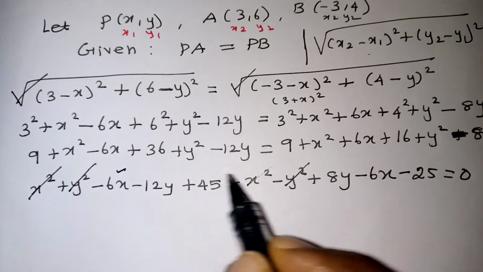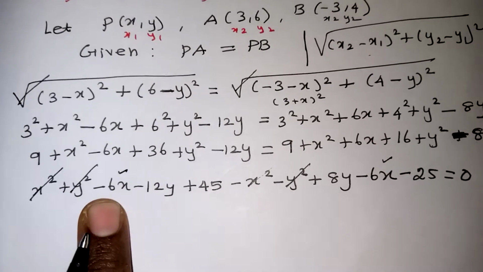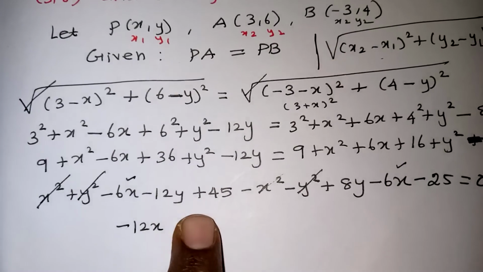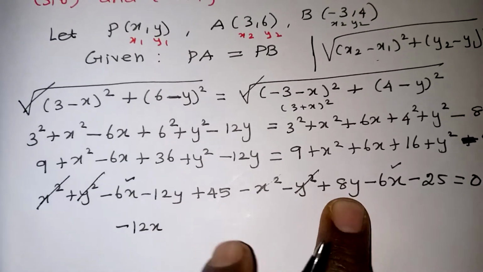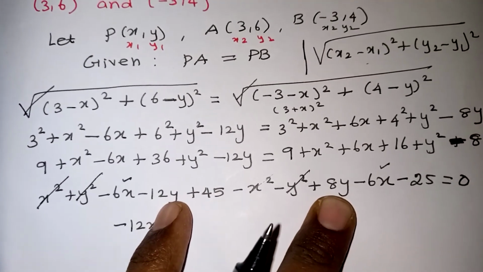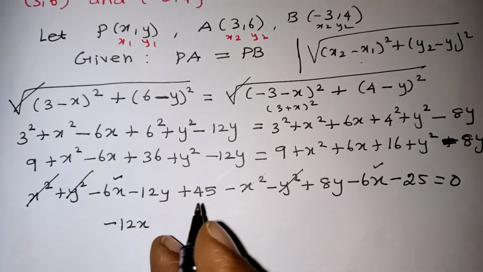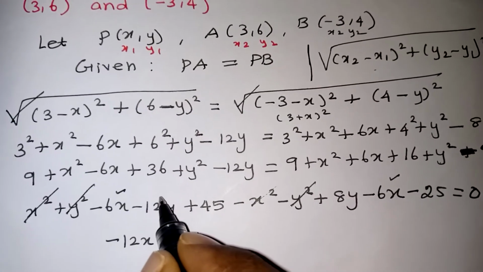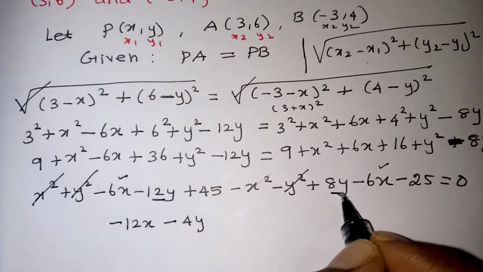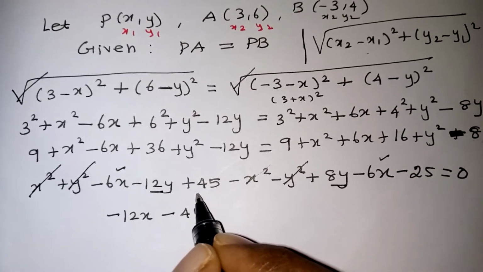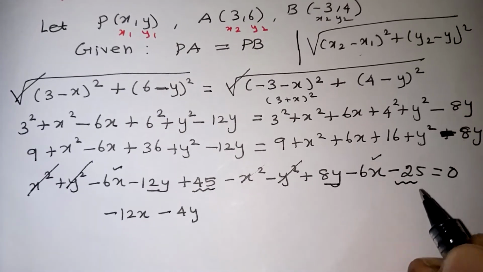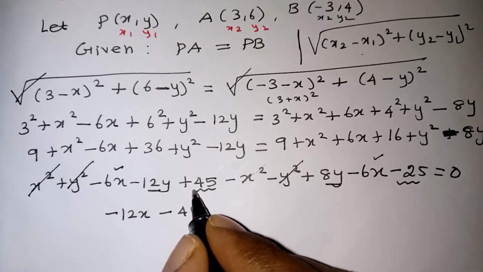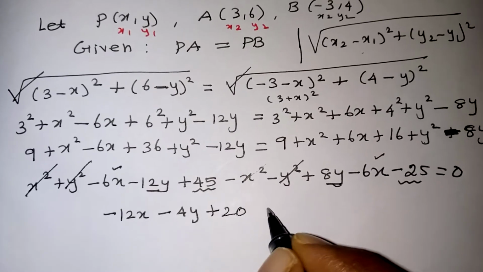Now here we have one x term, here also we have one x term. Minus 6x will become minus 12x. This is minus 12y plus 8y. One is minus, one is plus, so when you are subtracting, 4 will come. Bigger number sign is minus. So minus 4y. Finally we have a constant. So this is 45, this is minus 25. 45 minus 25 will give you 20. Bigger number sign we have plus. So plus 20, which is equal to 0.